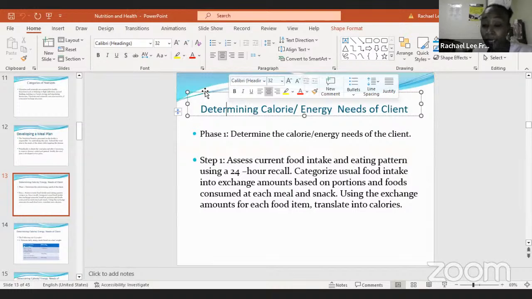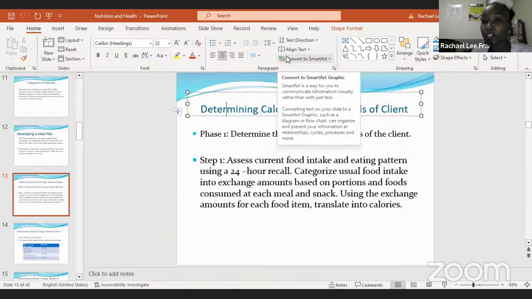All right. So as we mentioned, you would assess the current food intake and eating pattern, and you use a 24-hour recall. The 24-hour recall is where you look back at all the meals that you would have consumed in the 24-hour period, so that you can jot down what you would have consumed.